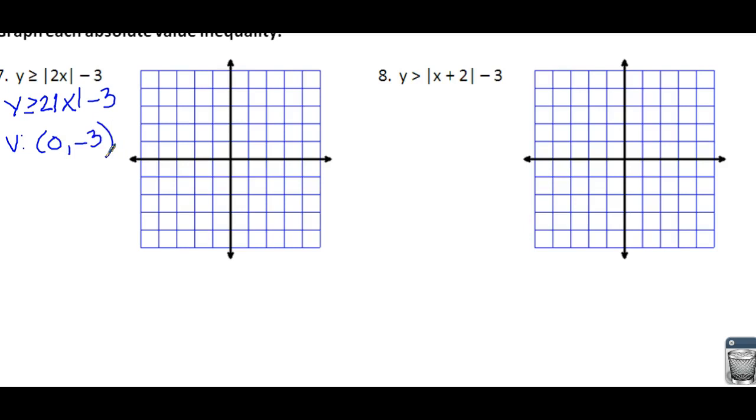That 2 tells me it's going to be stretched by 2. So my graph is going to be solid. And y is greater than, so we're going to look at our vertex and determine where the y values are bigger than my vertex. It's going to be inside the absolute value or outside the absolute value. So you plot your point, 0, negative 3.